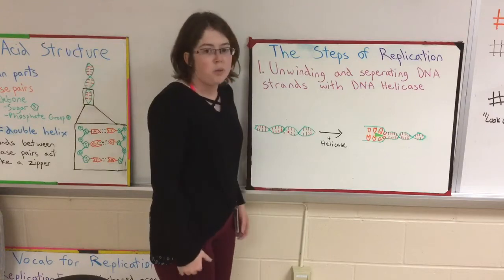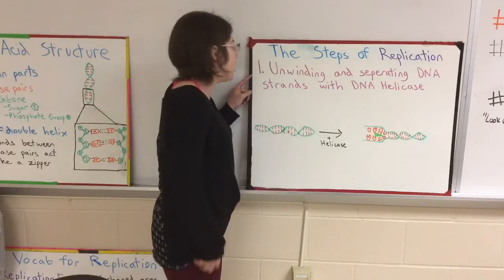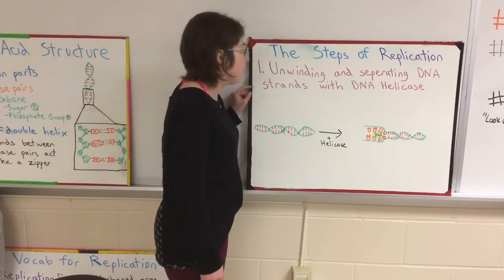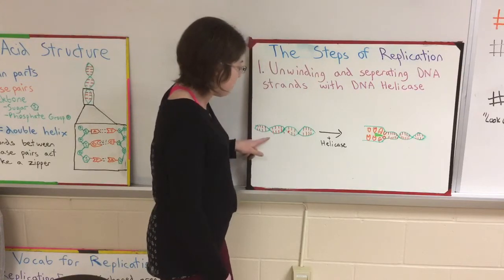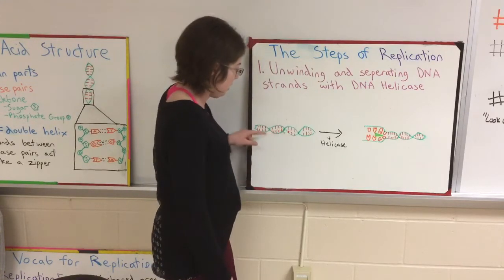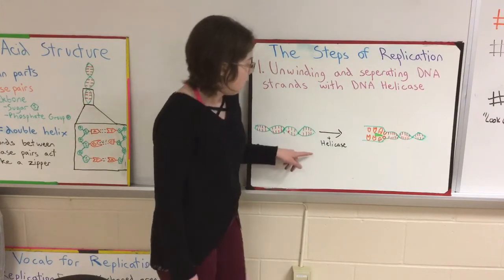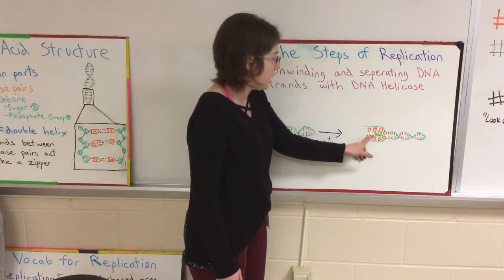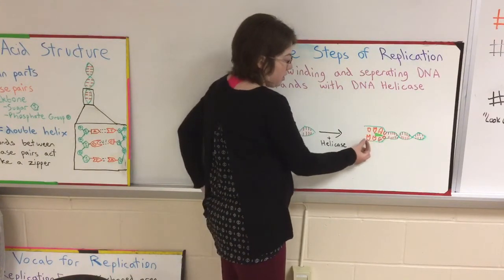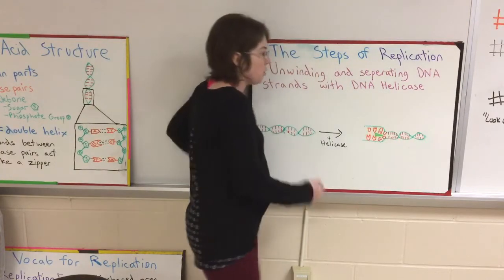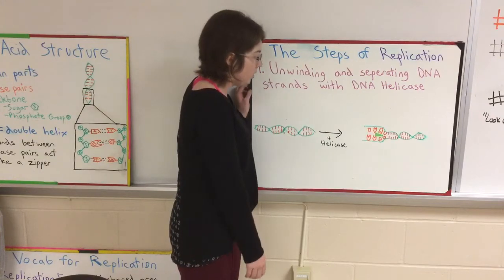Now we're going to get into the steps of replication. So the first one is unwinding and separating DNA strands with DNA helicase. So here's a full DNA strand that has been unpackaged from its chromosome. The body will add helicase, which again I said earlier is a green triangle, which acts like a zipper pull to unzip the helix or separate the bonds in the DNA molecule.